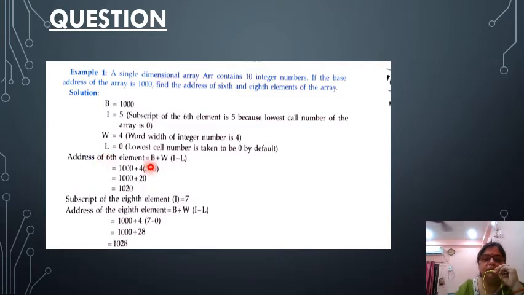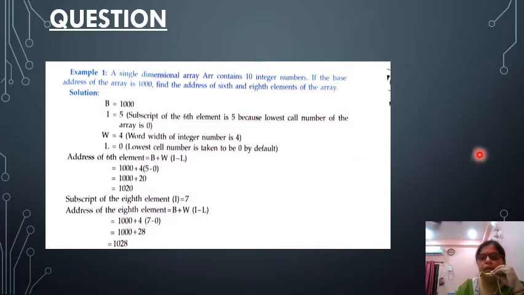And address of the 6th element, see we have taken here 1000 plus 4, 5 minus 0. Now here we have calculated and we have got this answer. Now for the 7th we have to calculate 6th and 8th element. So for 6th it was 5th and for 8th it is 7. Here we have fit the formula, and in the formula we have taken each and everything, and like this we have got the answer. Okay.